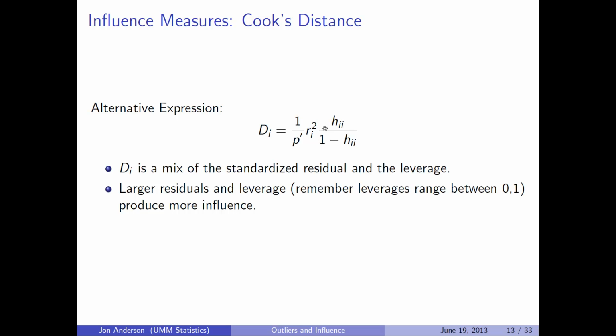And so what goes into making an important influential case? Well, influence comes from the residual. What is the response value for this case? And it also has a lot to do with what the predictor values are for this case. If you have a very large leverage, a very weird case with respect to the predictors, you're going to tend to have a very big Cook's distance. So in the first bullet, we notice that Cook's distance is a mix of standardized residual and leverage. Remember, leverage ranges from 0 to 1, 1 being more unusual.